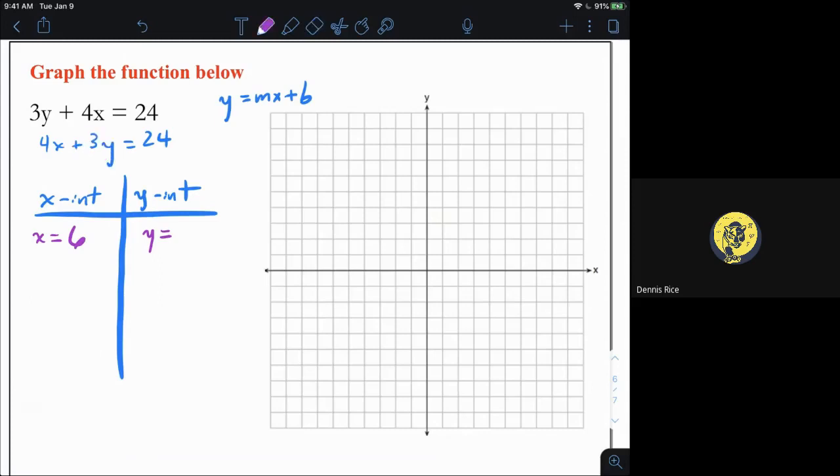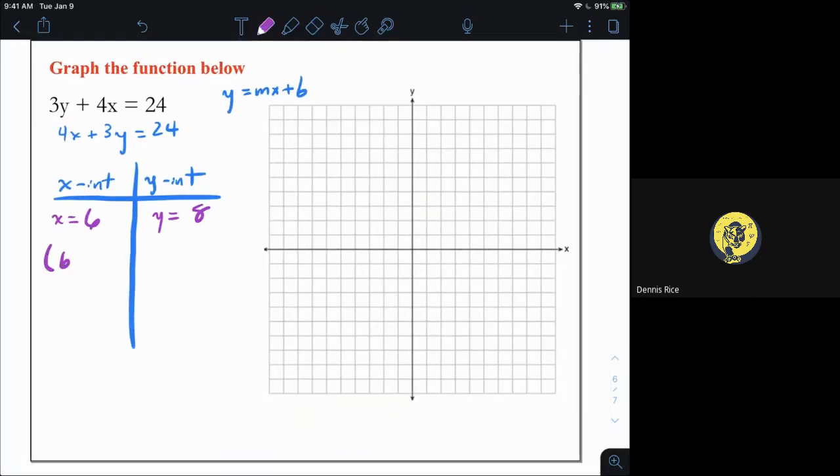And then pretend x isn't there. What would the solution to this be? 3y equals 24, you get y equals 8. I like to actually write these as coordinates. You don't have to, but I like to do this. (6, 0) and (0, 8), just so there's no confusion. Some people end up plotting (6, 8) or something.